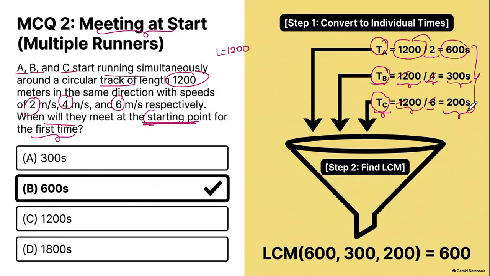After finding the individual time, we will take the LCM. So LCM of 600, 300, and 200. Okay. So here the biggest number is 600, and 200 and 300 both divide 600. That means our LCM is 600. If you don't know how to find the LCM with the short trick method, you can watch the video. So the LCM is 600. So the time when they will meet the first time at the starting point is 600 seconds.